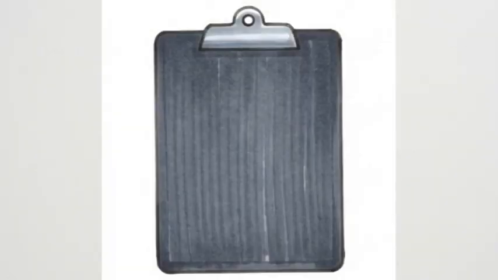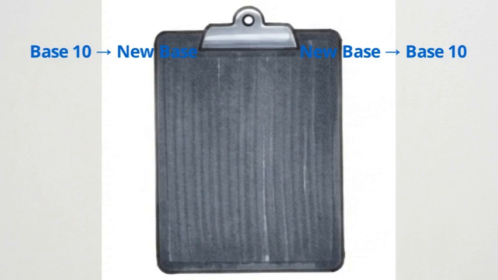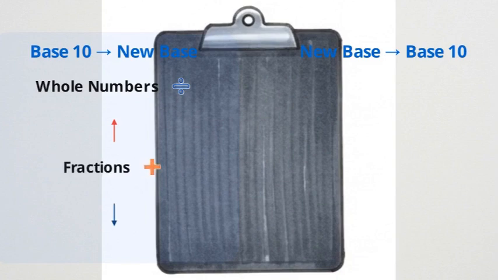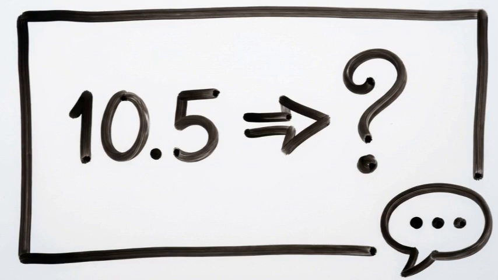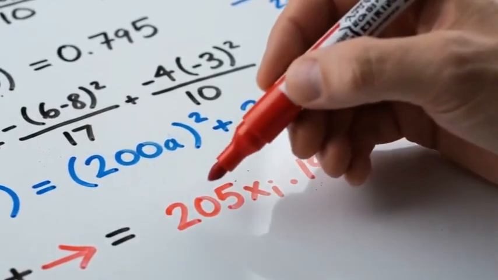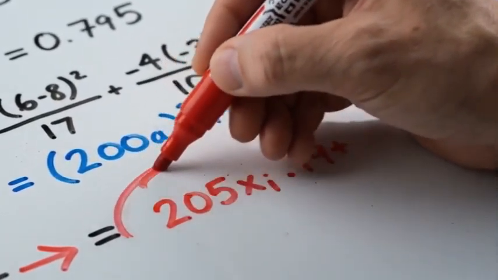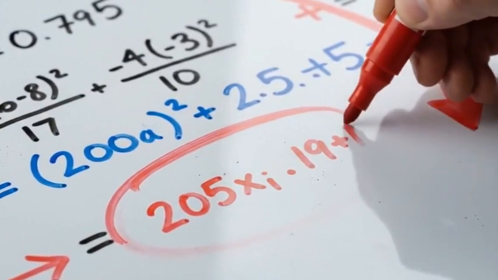Let's review the two frameworks on this cheat sheet. Going from base 10 to a new base, divide and read up for whole numbers, multiply and read down for fractions. Going from a new base back to base 10, expand the number using positional powers, making sure your whole numbers start at 0 and your fractions use negative powers. Try applying these rules right now. Convert 10.5 to base 2 and drop your answer below. You now have a reliable system to handle fractional base conversions, securing your marks on one of the trickiest segments of the syllabus.